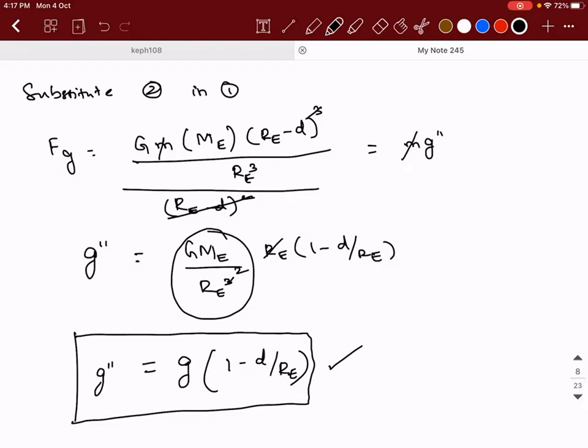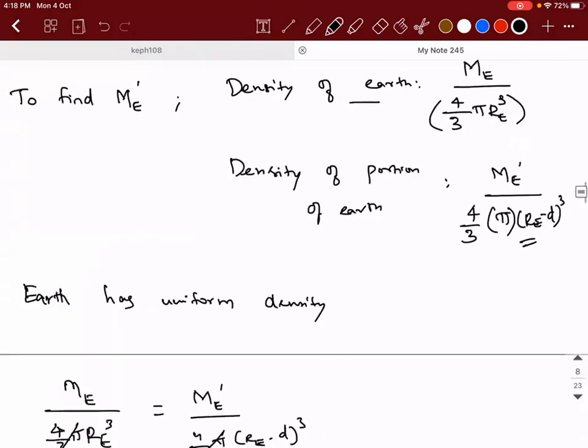Sir, how are we assuming that Earth has a uniform density? That's how we take. First of all, Earth you cannot take as a complete sphere also, but we are assuming that. That is why you could take it as 4 by 3 pi r cube. You will have some irregularities, right? But we are still considering it to be uniform.